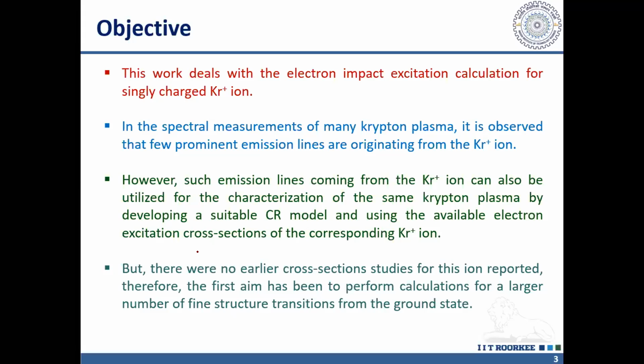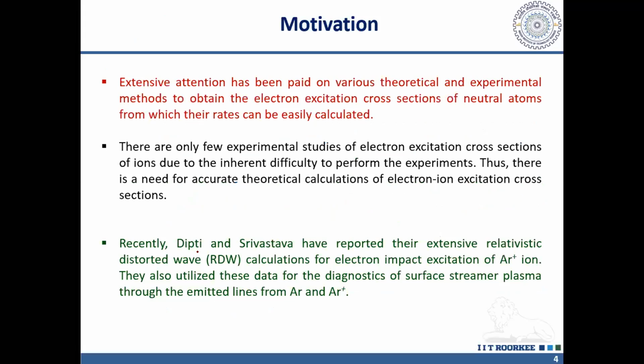So here our first aim is to perform the calculation for a large number of fine structure transitions from the ground state of the krypton plus. From the literature, we find that extensive attention has been paid to different experimental and theoretical methods to calculate the electron excitation cross sections of the neutral atom only, and very few experimental studies have been performed for the ion because of the inherent difficulty of performing the experiment. Therefore, there is an urgent need for accurate theoretical calculation of electron.